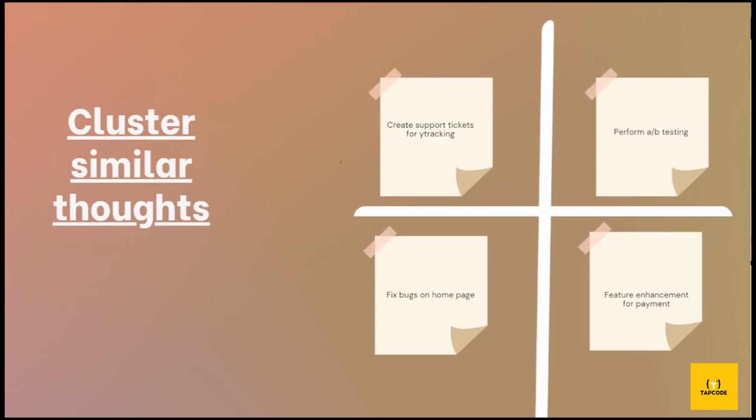The second step is to cluster similar thoughts. In clustering similar thoughts, it is important to create sections in which you can put thoughts into one part. Over here, you can see that I have created a section where I have put related thoughts into 4 different sections. The next part is to name your cluster. As you can see here, I have been able to name my clusters into 4 different parts.